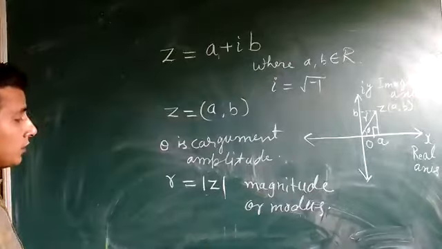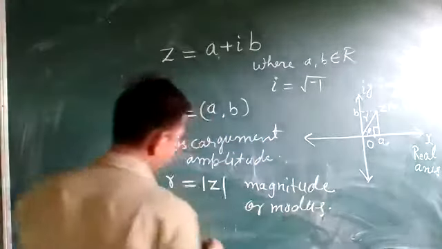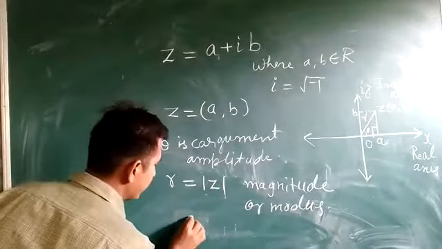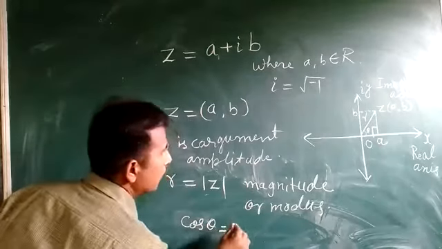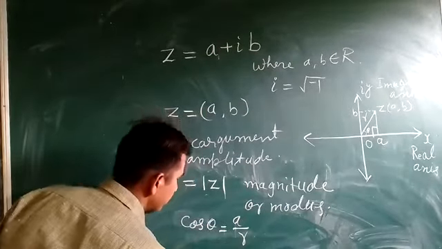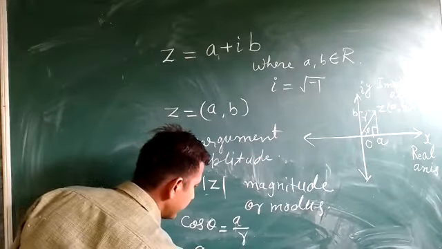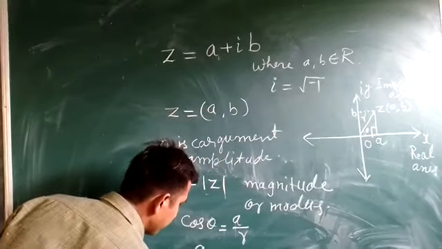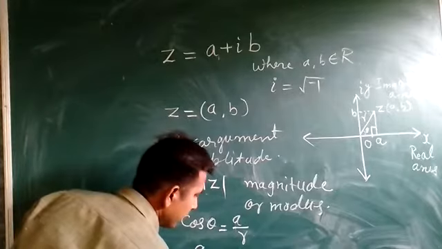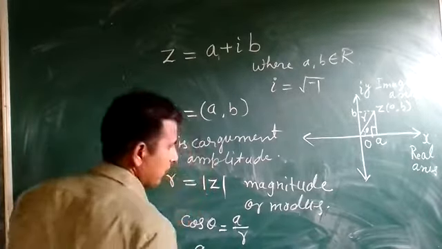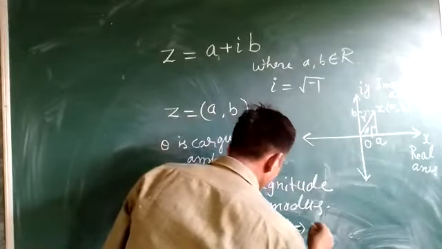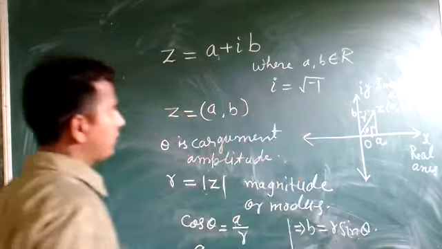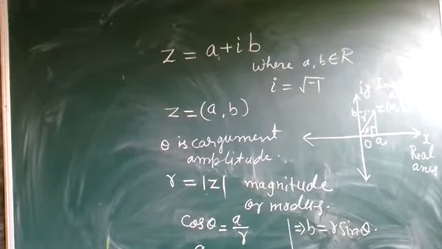Okay. So from here we take cos theta equal to a by r. So a equal to r cos theta, and sin theta equal to b by r. This implies we get b equal to r sin theta. Okay. So from here we proceed.